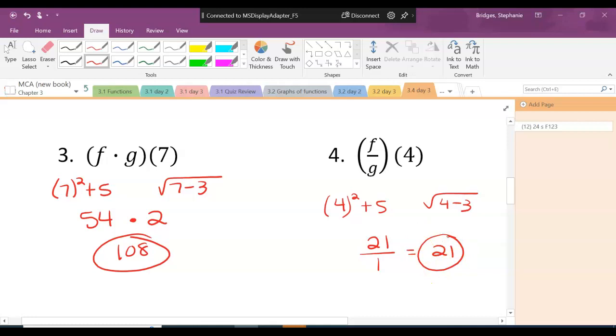So you can add and subtract and multiply and divide your functions and actually find the value of them. Like I said, you could do the functions first and then plug it in, but it is easier to plug it in first and then add, subtract, multiply, or divide. Everybody okay with this?